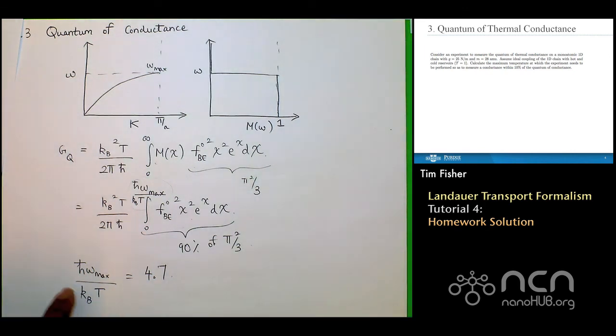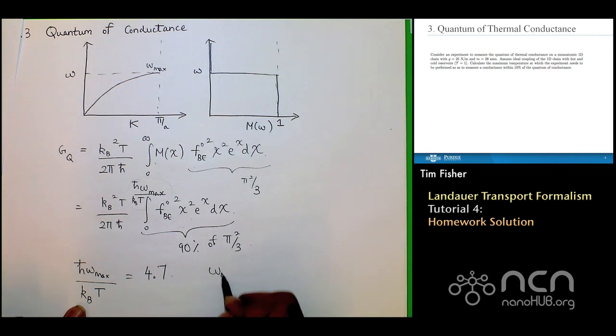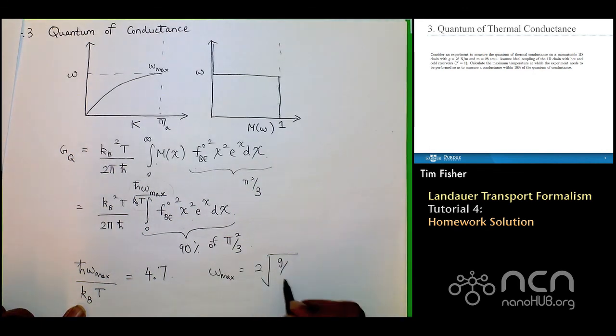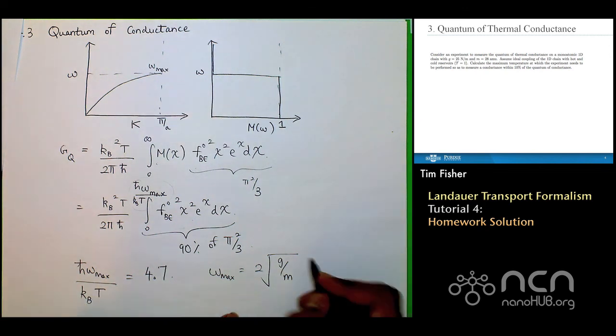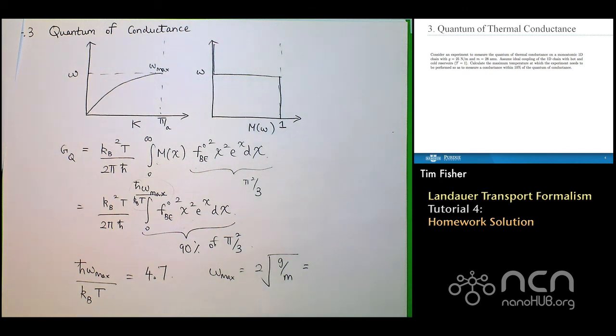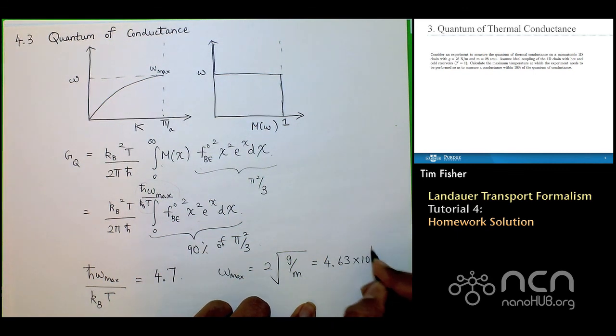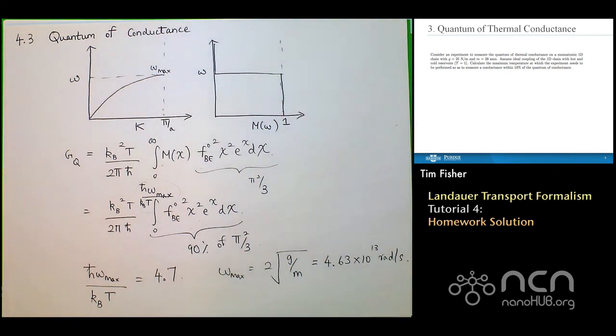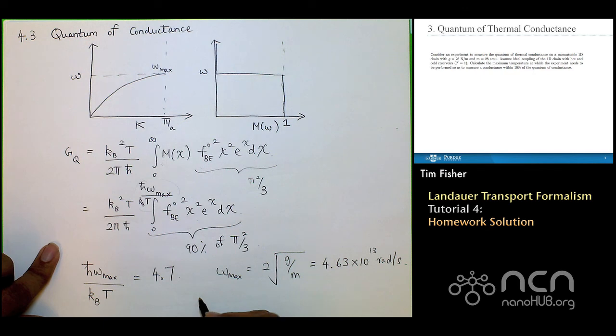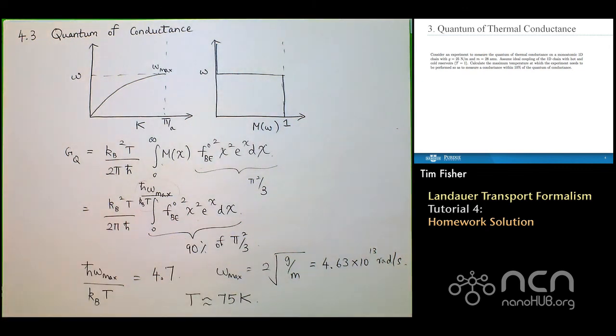And omega max for a monoatomic 1D chain is given by 2 root (g by m), where g is the spring constant and m is the atomic mass. So this goes back to chapter 1 of this course. If we calculate this by plugging in the values that were given in the problem, this omega max comes out to be 4.63 times 10 to the power 13 radians per second. And for this omega max, the temperature comes out to be approximately 75 Kelvin. So we need to make sure in our experiment that the temperature is less than or equal to 75 Kelvin if we want to obtain a value that is greater than or equal to 90% of the quantum of conductance.